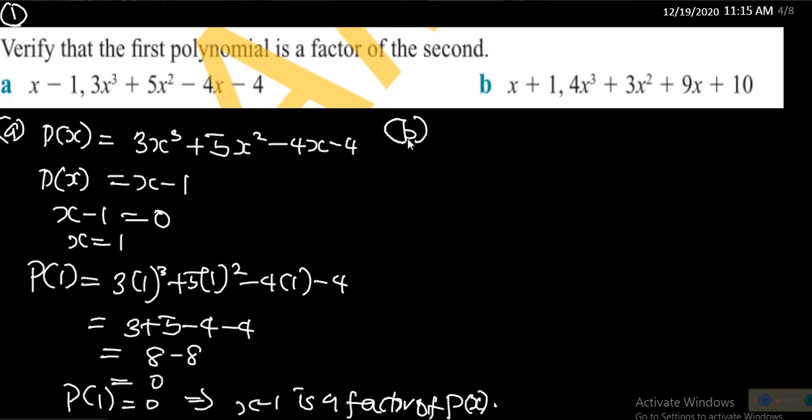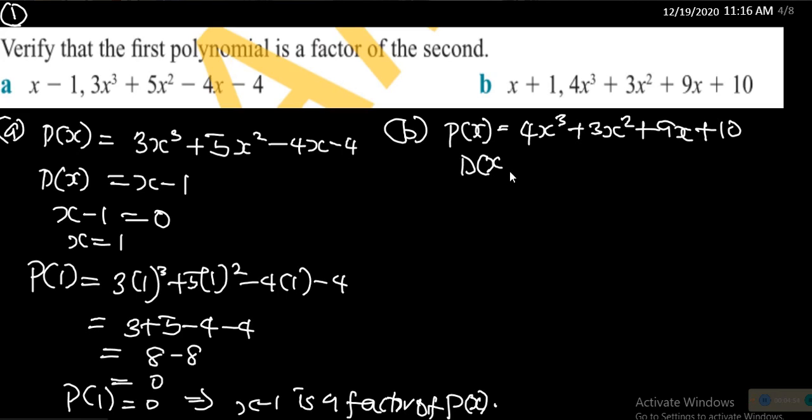So for b, we do the same thing. P of x here is 4x cubed plus 3x squared plus 9x plus 10. So d of x, which is the divisor, is x plus 1. Now let x plus 1 equals 0, so that will give us x equals minus 1.